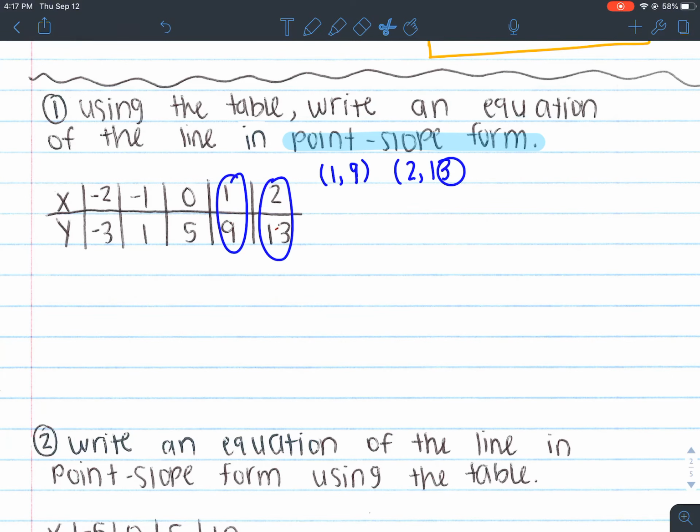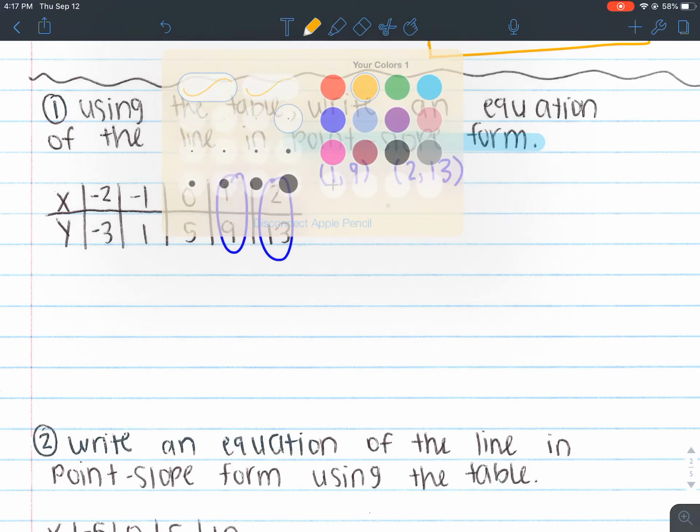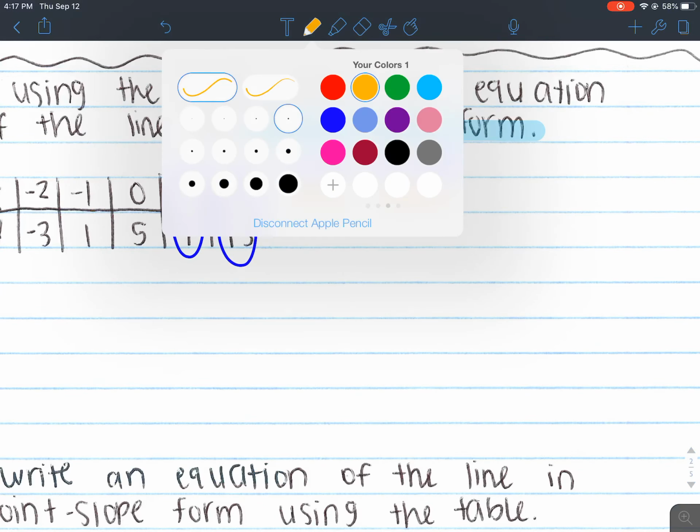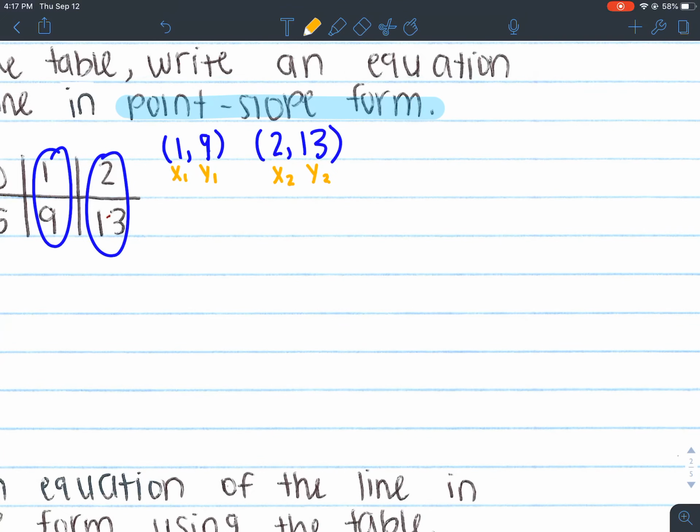Okay, I'm going to find the slope using these points. So I'm going to go ahead and label, because you always want to label. It helps your life out a little bit. Okay, I'm going to use my slope formula. 13 minus 9 over 2 minus 1, which gives me 4 over 1, which is just 4. All right, so my slope is 4.